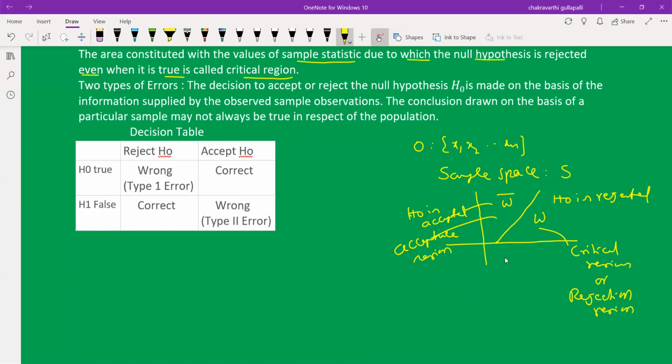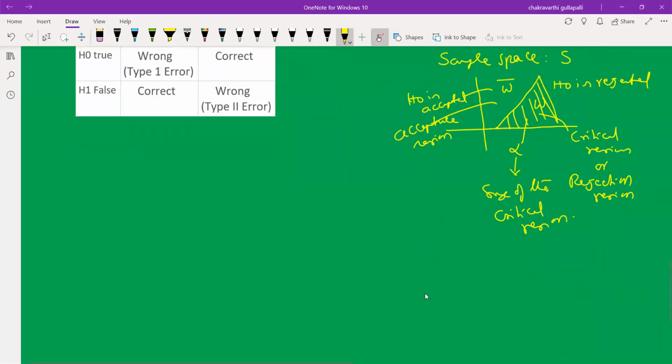So the size of the critical region is denoted by alpha. Alpha is also called the level of significance. I will explain later. Alpha is also called the probability of type 1 error, level of significance, and size of the critical region. Alpha is what here? Size of the critical region. So one more example.